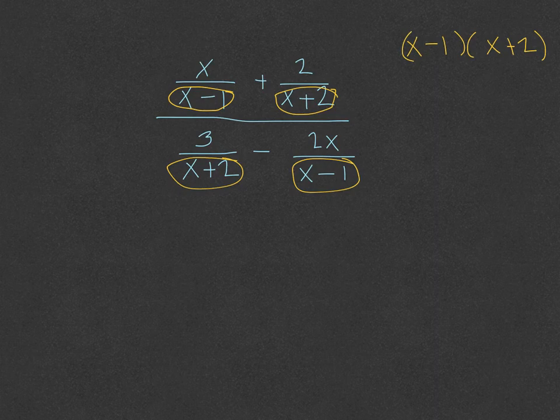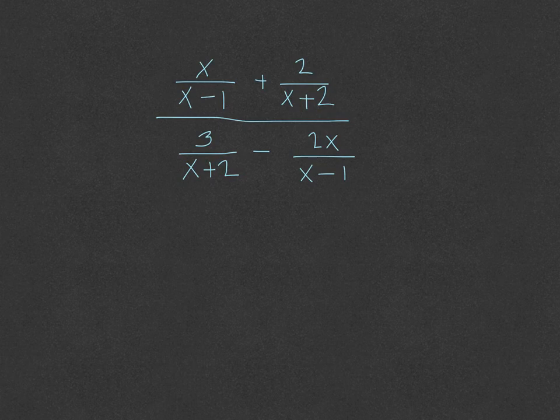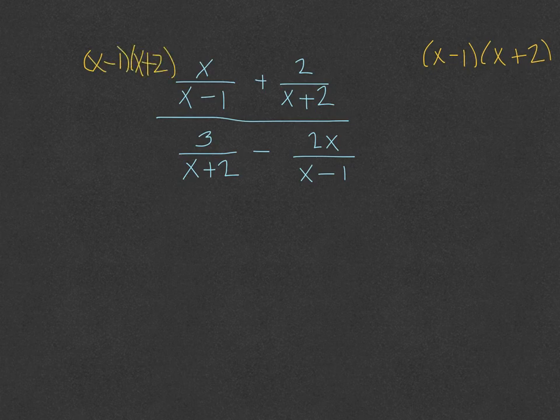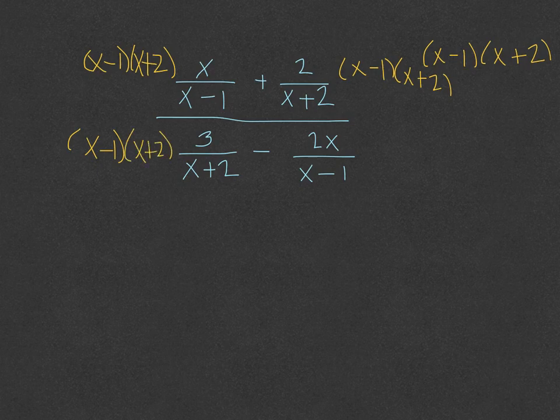Alright, so then what we're going to do is once we figure out our least common denominator is that x minus 1 times x plus 2, we will go through and multiply every term by that least common denominator. That first term, here's our second term, our bottom term, and the bottom right term here.